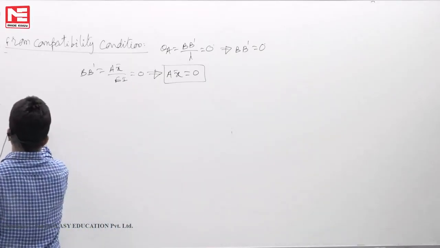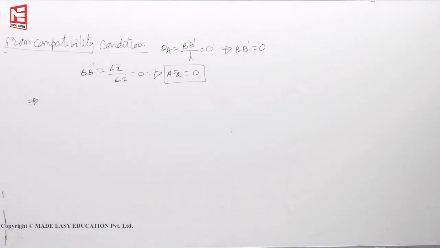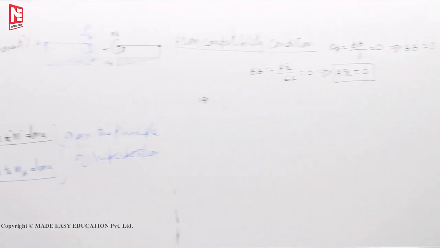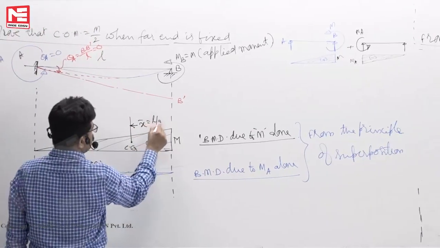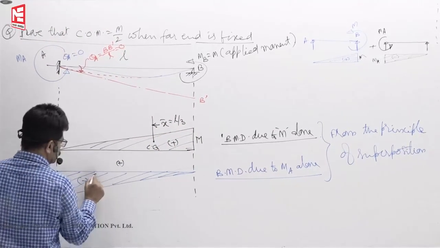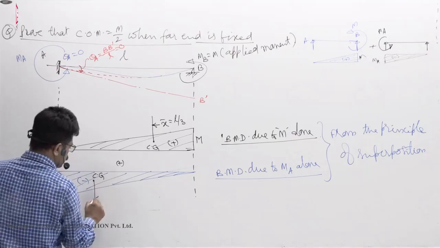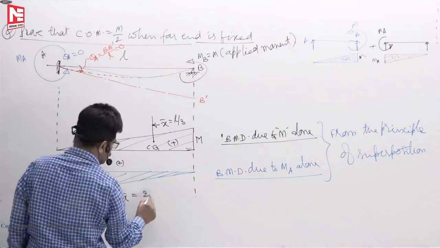Now, what is area into X bar? First area will take this one. This is the centroid. X bar you have to measure from B, L by 3. This is again CG. This is X bar. This value is 2L by 3.